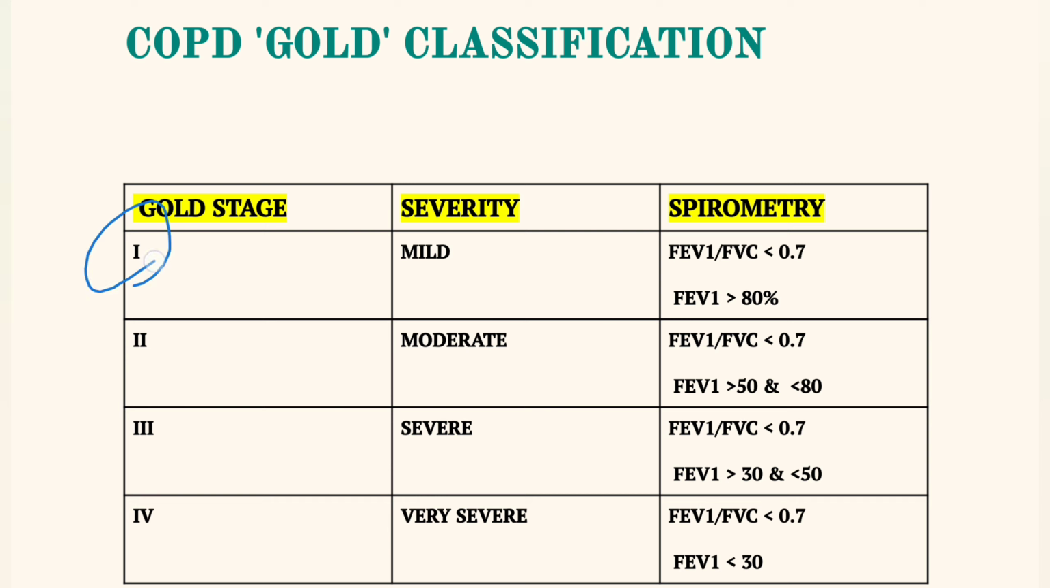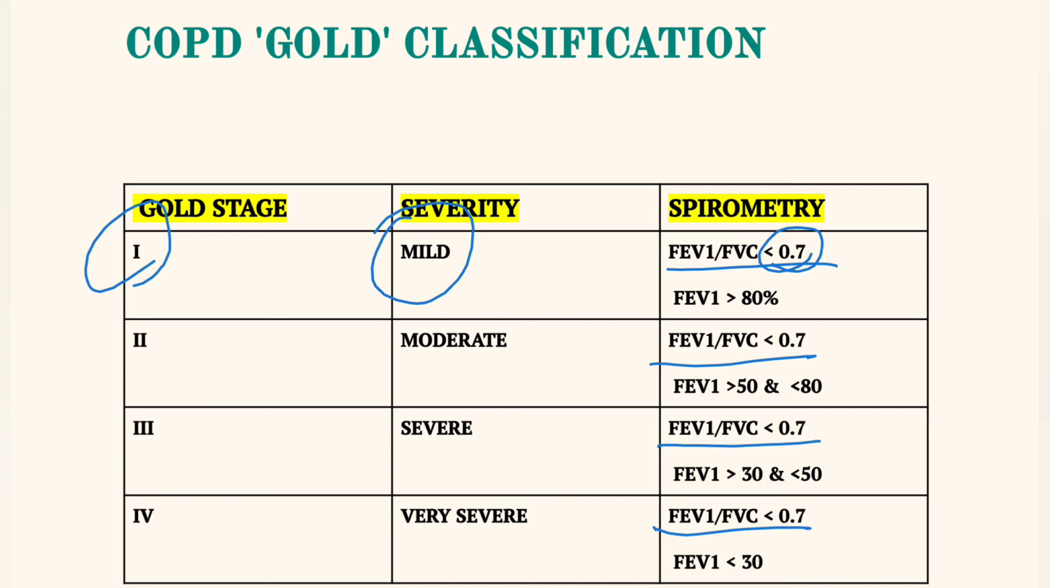In the first stage, severity is mild and the FEV1 by FVC ratio is less than 0.7. You should remember that in all 4 stages the FEV1 by FVC ratio is less than 0.7, so we will not discuss it further. This thing you have to remember.